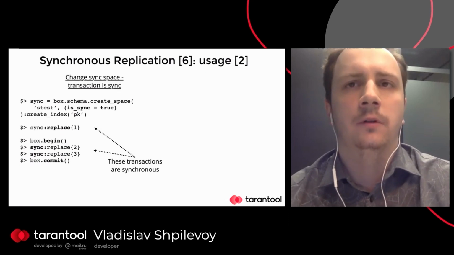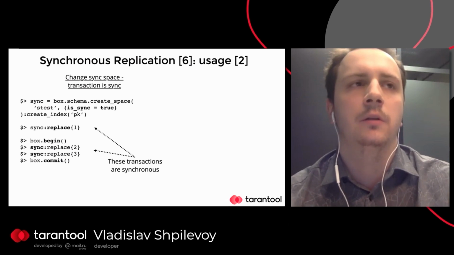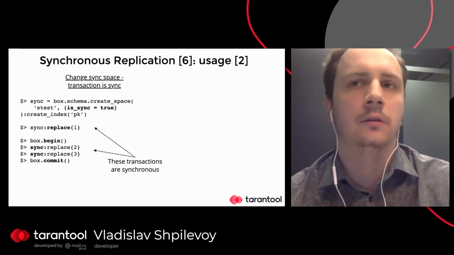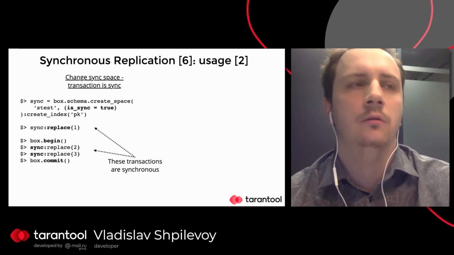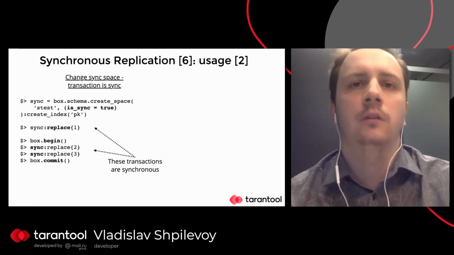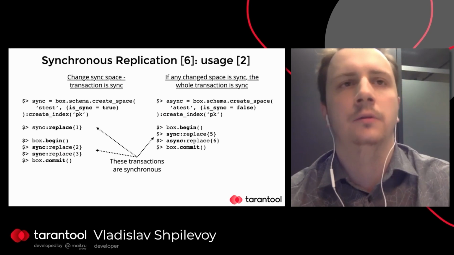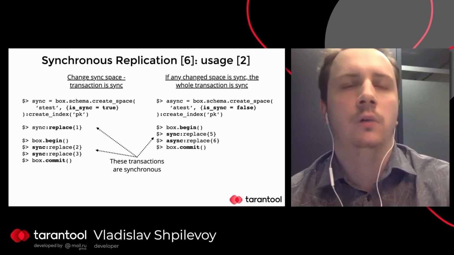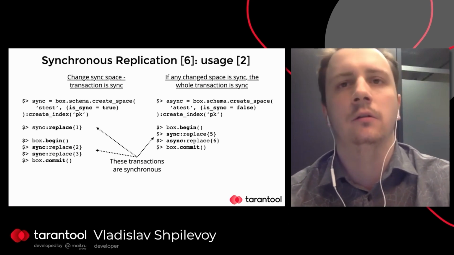Here is a couple of examples demonstrating synchronous transactions. In one example, I change only a synchronous space. Auto-commit via a single replace is synchronous. A complex transaction having two changes also is synchronous. In another example, I change two spaces, one sync and one not sync, but the transaction still is synchronous, because one sync space in the transaction is enough to make the whole transaction synchronous.